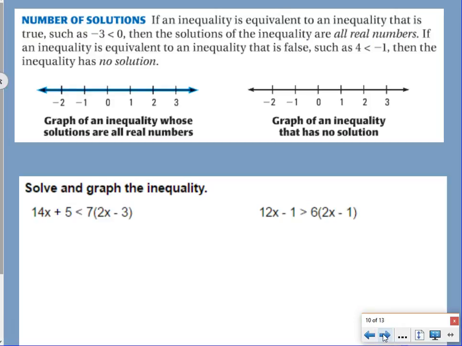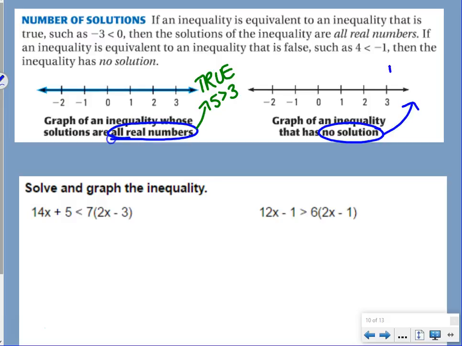Number of solutions. Sometimes there will be an inequality that will have a solution of all real numbers, or will have a solution of no solution. There's a lot of words up here to read through, but to summarize, if it's all real numbers, you're going to get a true inequality, like 5 is greater than 3. That is a true statement. If it's no solution, that's when you're going to get a false inequality. Something like 3 is greater than 8. That's not a true statement. That is false.